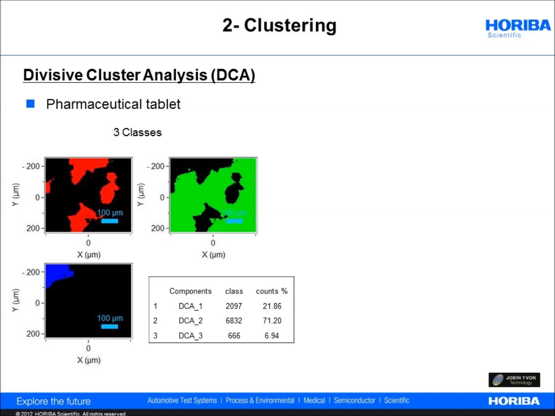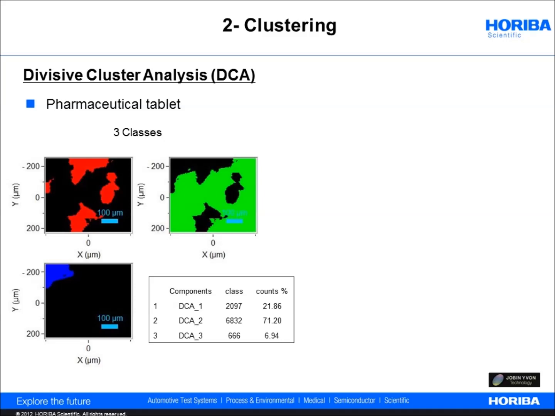The mapping of the pharmaceutical tablet is used to illustrate the DCA clustering. Three classes are set corresponding to the three compounds of the tablet: acetaminophen, aspirin, and caffeine. Three maps are displayed, each color representing a class. This picture is somehow similar to the maps obtained with MCR and PCA, but the difference here is that each pixel is uniquely assigned to a class.